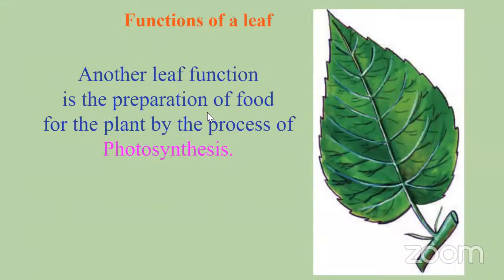Another leaf function is the preparation of food, the major function for the plant, by the process of photosynthesis. Okay, leaves have green color because green chlorophyll is there, so by this chlorophyll they will synthesize the food materials in the presence of light. Photosynthesis. So plants will synthesize the food in the presence of light.